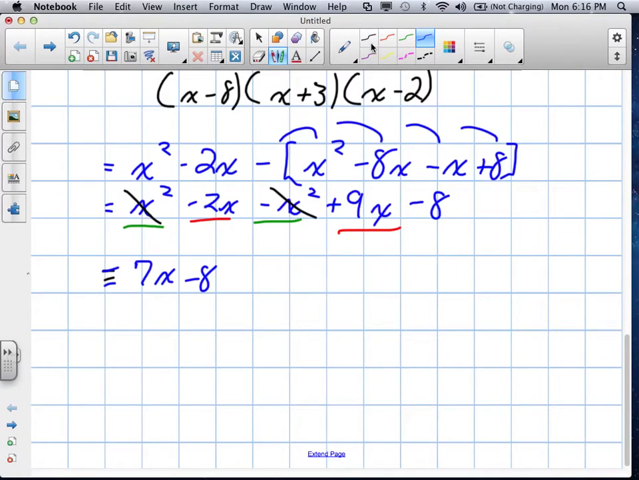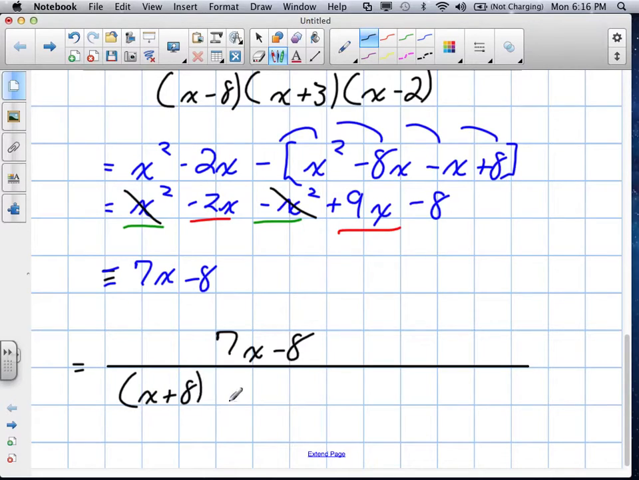So we jump down again. We've got 7x minus 8 above x minus 8. It's minus. Oh, was it? Thank you. Good memory. x plus 3, right? Yeah. And then x minus 2. And that is as far as we can go.